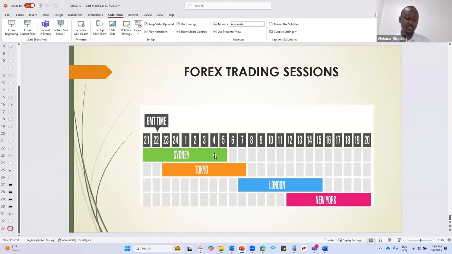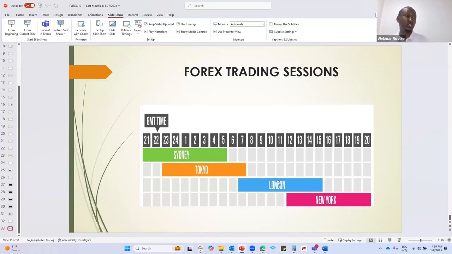So here you can trade pairs that are paired with AUD, that is the Australian dollar, and the New Zealand dollar, because it's just neighboring Australia. You can trade currencies that are paired with JPY, that is the Japanese yen, right? So maybe GBP JPY, GBP AUD, they are very much active in this session. But in this session, you cannot just come and trade Euro USD, because Euro is not active in this session, neither is USD.